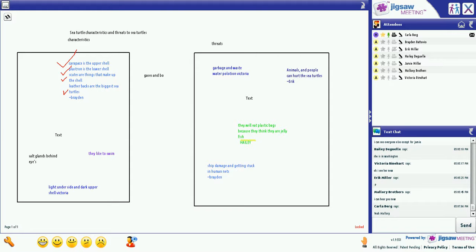Leatherbacks are the biggest sea turtle. Good job, Brayden. They have salt glands behind their eyes. Fantastic. They like to swim. They do like to swim. They have a light underside and a dark upper shell. Very good, Victoria. And the name, if you remember what that is called, that has a special name. That special name is counter shading.